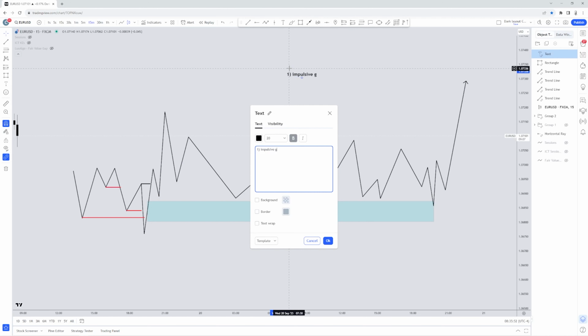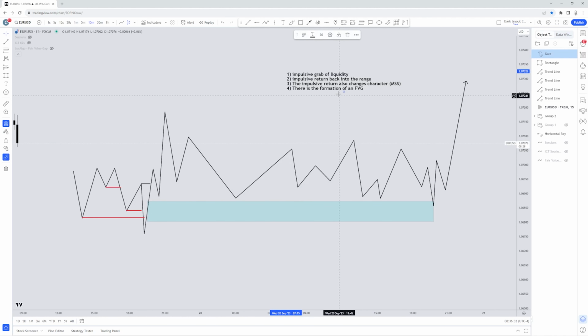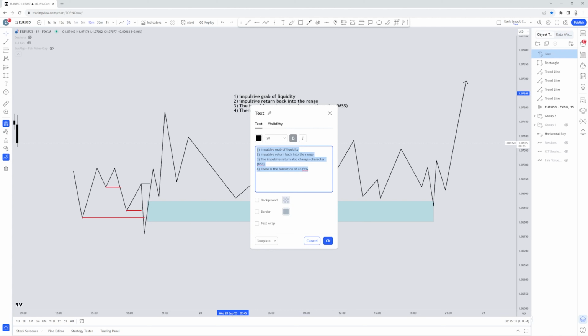1, an impulsive grab of liquidity. 2, impulsive return back into the range. Number 3, the impulsive return also changes character, which is the same as a market structure shift. Number 4, there is the formation of an FVG. Okay, all of that is taking place on the 15-minute time frame. So 15-minute time frame, guys.